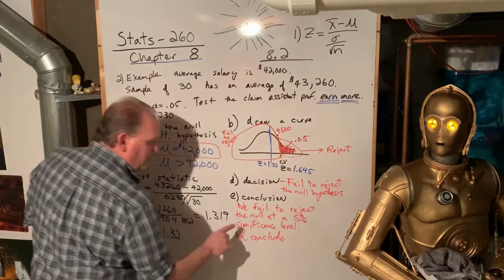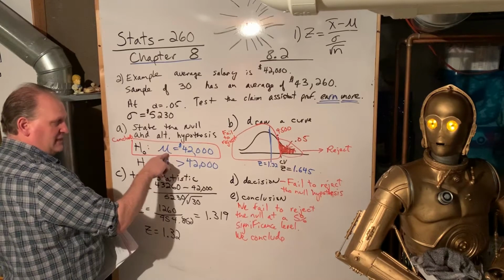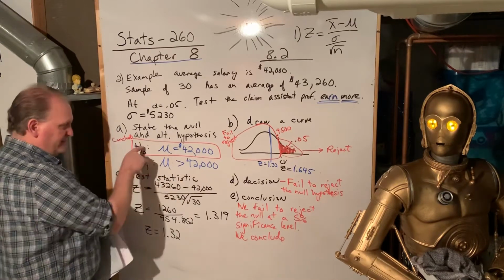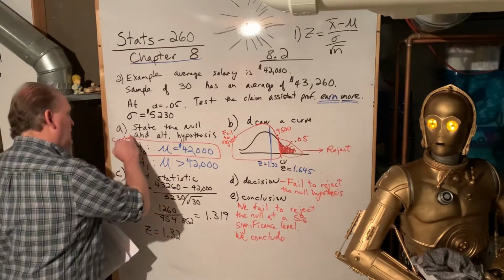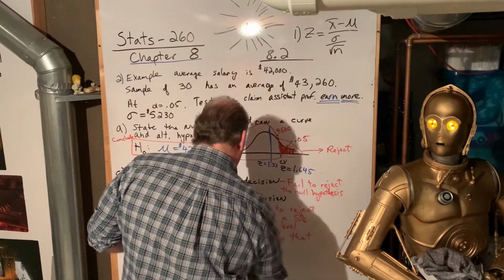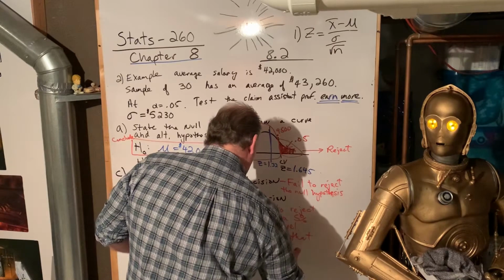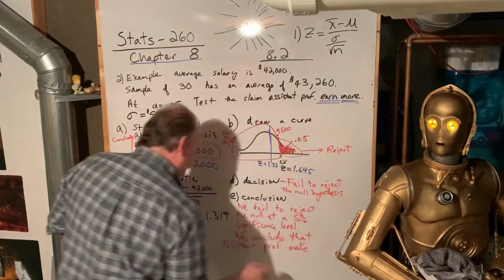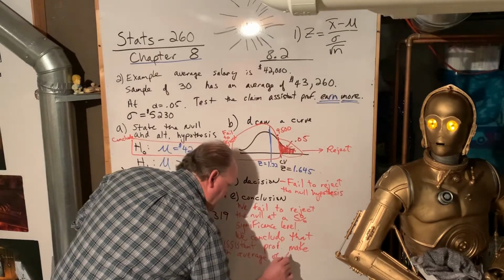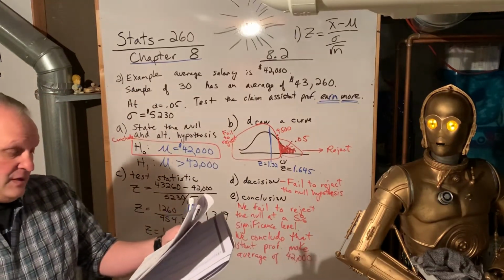And so what we're doing when we say we conclude, you just go back and look at, we're going to write this out in words, the average salary is $42,000, or the average salary is greater than $42,000 if we would have rejected that and concluded that. So we conclude that assistant professors make an average of $42,000 per year.